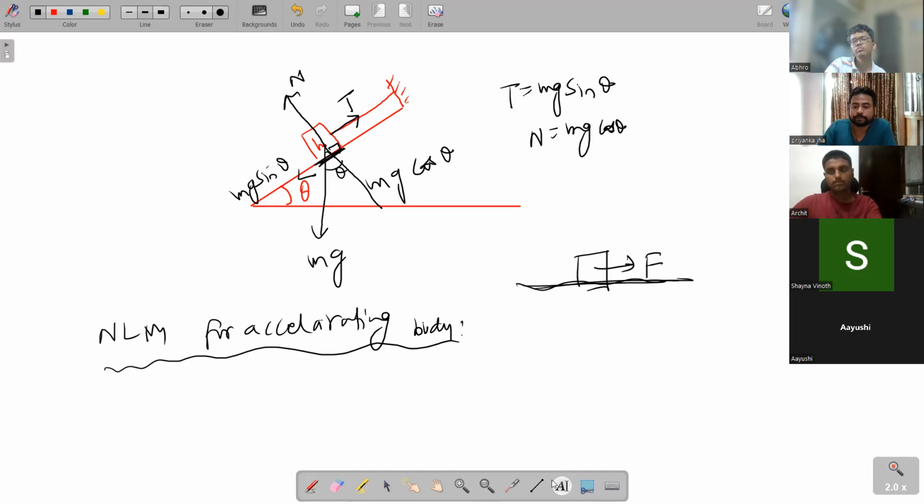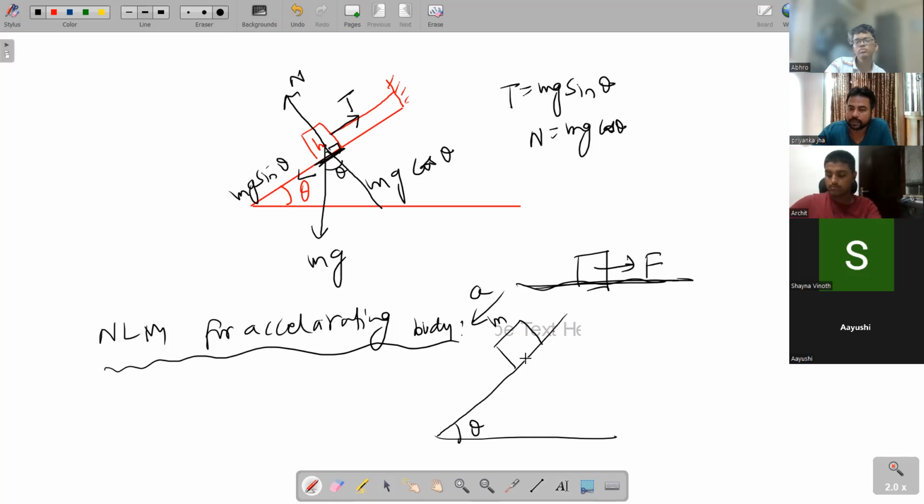Suppose there is an inclined plane making some angle theta with the horizontal, and one body of mass m is kept on it. The question says this body will move down with some acceleration a. Draw the FBD: one normal, and mg. Now break mg into two components, one along the inclined plane and another perpendicular to it. This angle will be theta, so the two components are mg cos theta and mg sin theta.